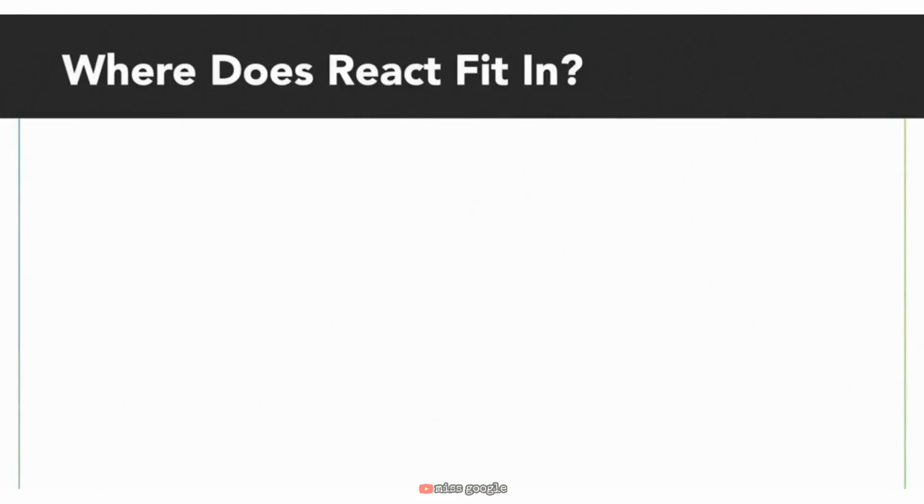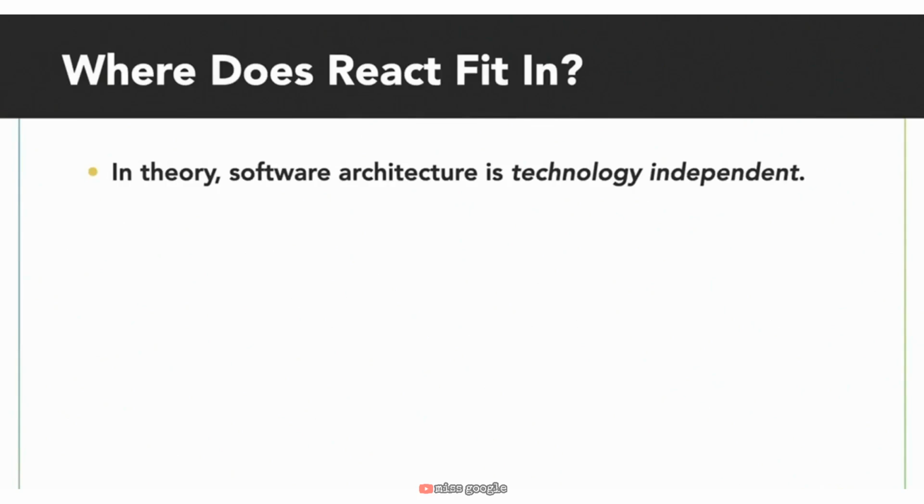I haven't even mentioned React yet. And that's because, in theory, software architecture is meant to be independent of any of the given technologies that are used, right? This allows us to design our programs without saying, okay, we're going to use MongoDB, or okay, we're going to use React, right?